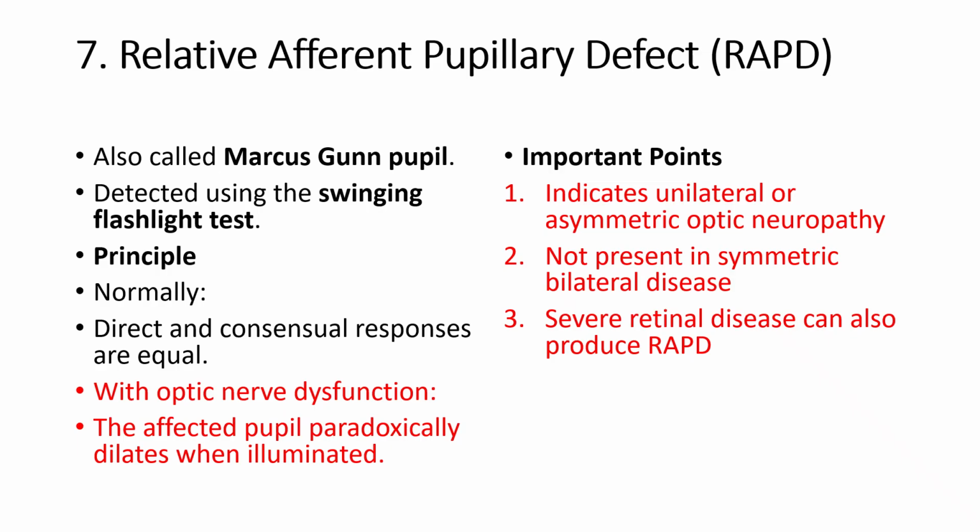The principle is that normally, direct and consensual responses are equal. With optic nerve dysfunction, the affected pupil paradoxically dilates when illuminated. This is called RAPD. Important points: it indicates unilateral or asymmetrical optic neuropathy. It is not present when there is symmetrical bilateral disease. Severe retinal disease can also produce RAPD despite the optic nerve being normal.